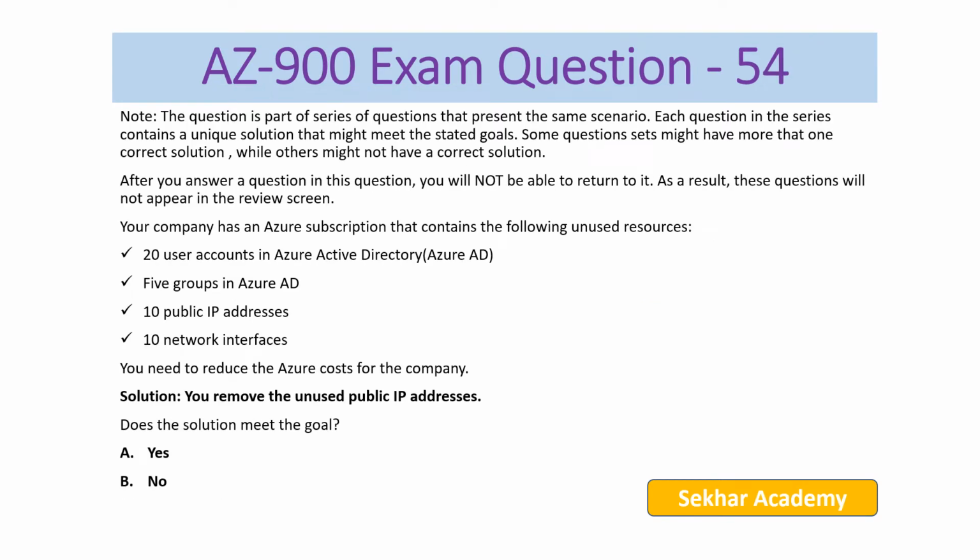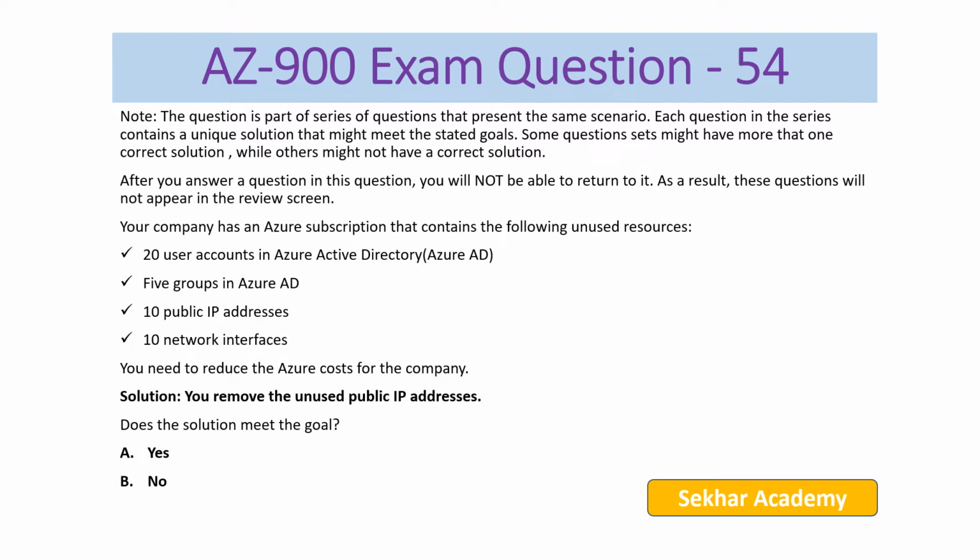AZ-900 exam question number 54. The question is part of a series of questions that present the same scenario. Each question in this series contains a unique solution that might meet the stated goals. Some question sets might have more than one correct solution, while others might not have a correct solution. After you answer a question, you will not be able to return to it. As a result, these questions will not appear in the review screen.